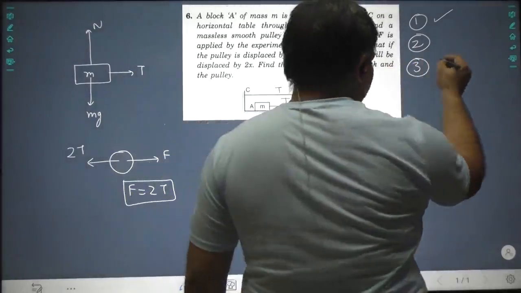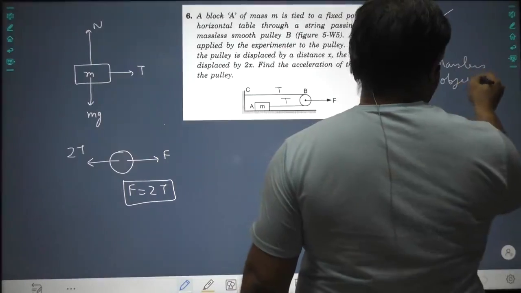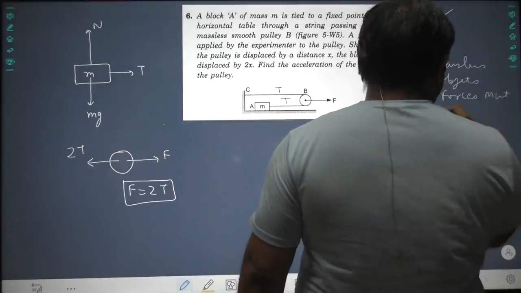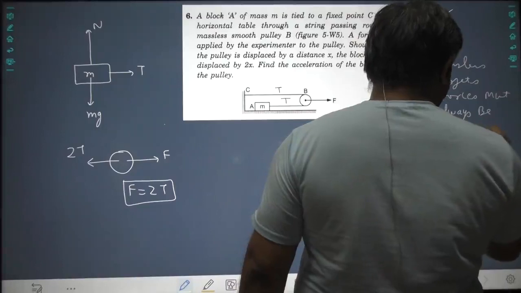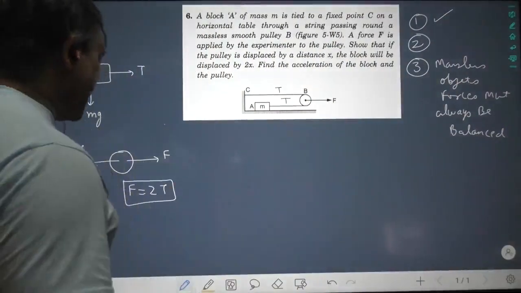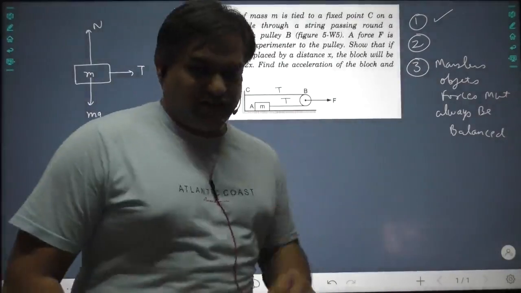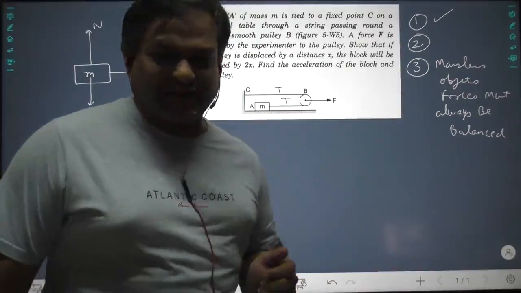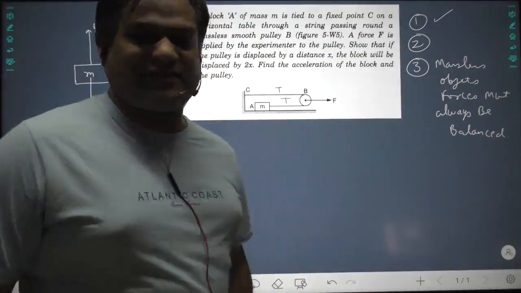This is the third thing that I am going to write down, that for massless objects, forces must always be balanced. Remember that. So if this is force F, then directly F should be equal to 2T. Now let us talk about the acceleration. Here the tricky part is the acceleration part. But that does not play many tricks here.